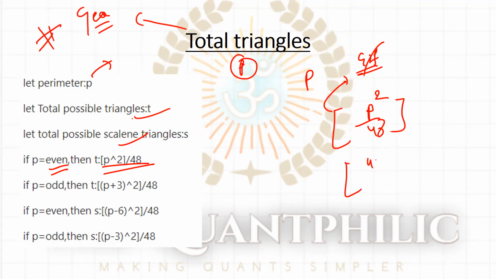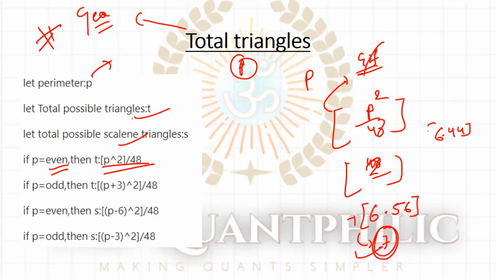We have to put in the perimeter, whatever the perimeter be, and after solving, say you got 6.56, and there is a bracket outside. So the answer to this question will be 7. Remember this, the answer will be 7. And if you get 6.44, the answer will be 6. The nearest integer to 6.44 is 6, whereas to 6.56 it is 7. This was it.